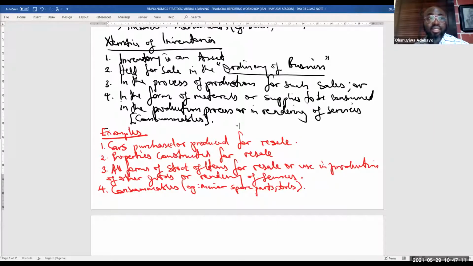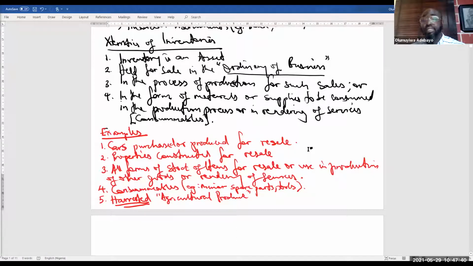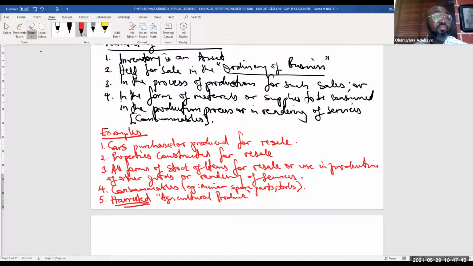Okay. Now, I'll put lastly, harvested agricultural produce. I've qualified the word harvested. And tomorrow we'll deal with IAS 41 on agriculture and biological assets. We understand the thin line in that regard. Any other perspective?